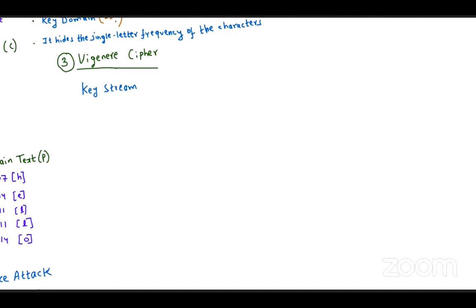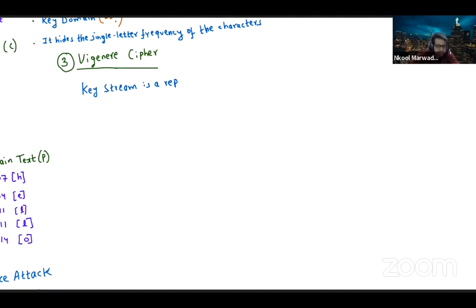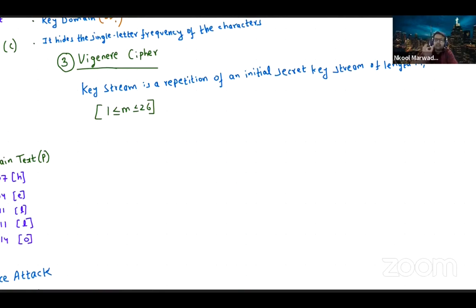So the key string is a repetition of an initial secret key string of length m. And here this m can be 1 to 26. So the idea is that we have a stream of keys, and this length m can be either 1 character, 2 characters, 3 characters, or 26 characters. It will make sense with an example.